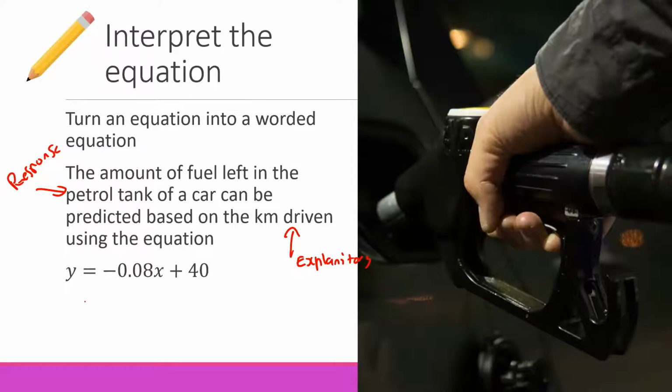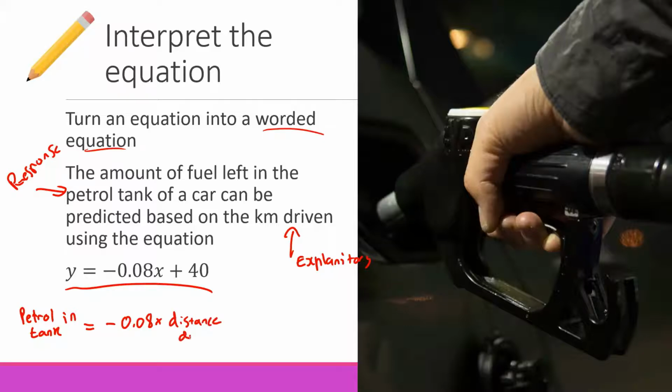That means that when we look at this equation, we can turn this into a worded equation by changing it. So instead of Y, we're going to say petrol in tank equals negative 0.08 times the distance driven, based on the kilometers driven, plus 40.